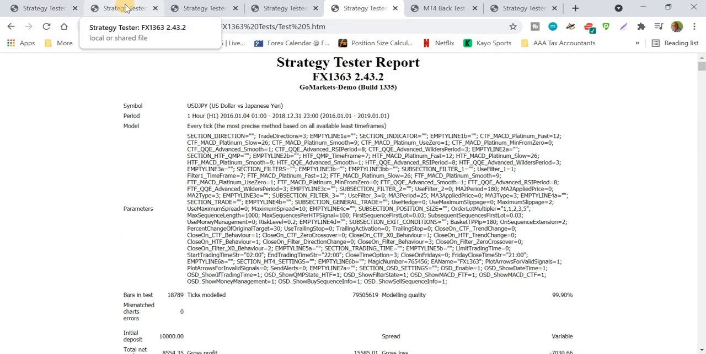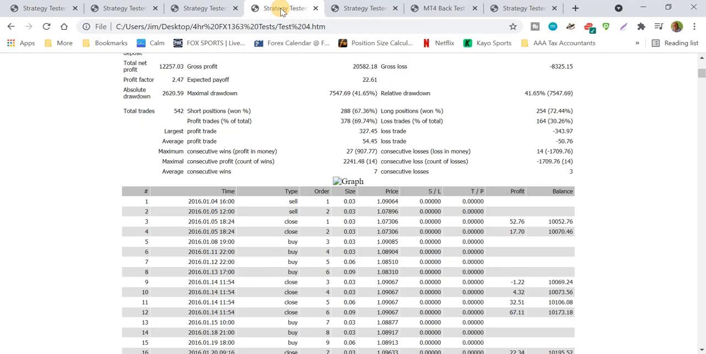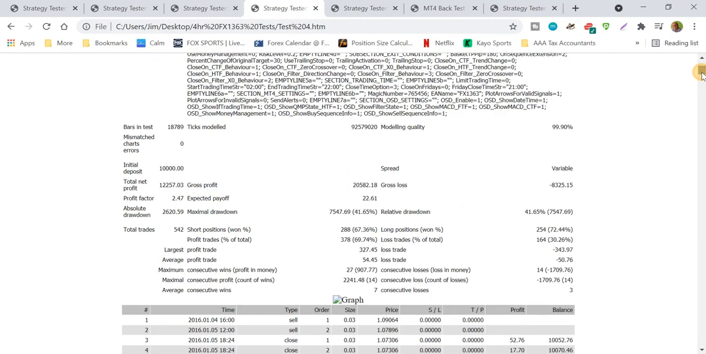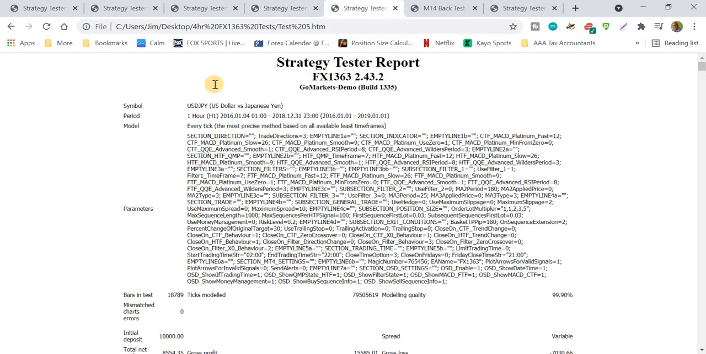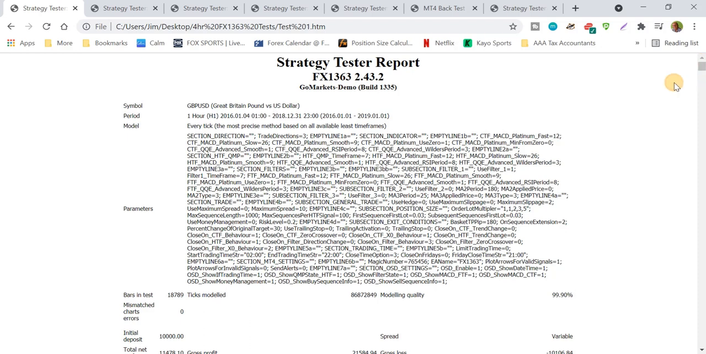So there's 1, 2, 3, 4, 5 tests. All started with $10,000. You see the initial deposit, 10,000, 10,000. They're all 10,000. All using the same lot size, 0.03 as a base lot, all from the same time period, all with the same settings, profit targets, everything. So I'm just trying to make a point there.